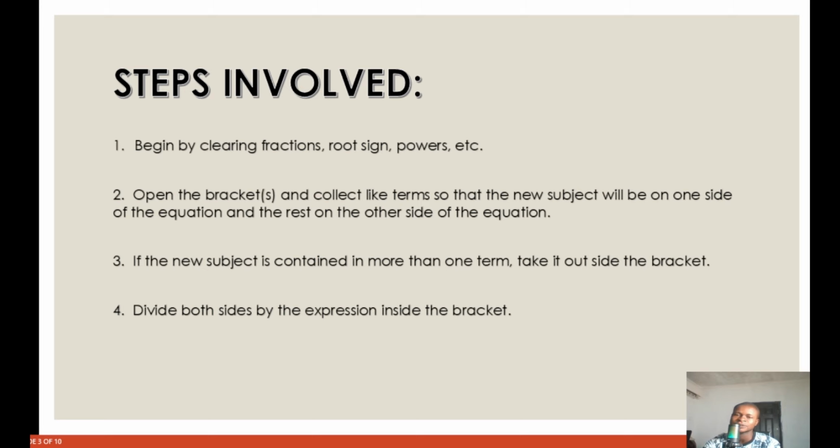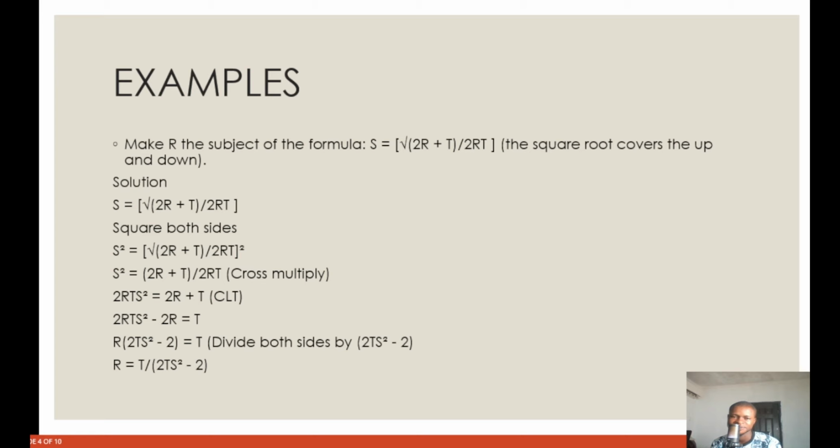So here are some questions. We are asked to make R the subject of the formula if we have S equals the square root of 2R plus T all over 2RT. So you can see how this one looks.